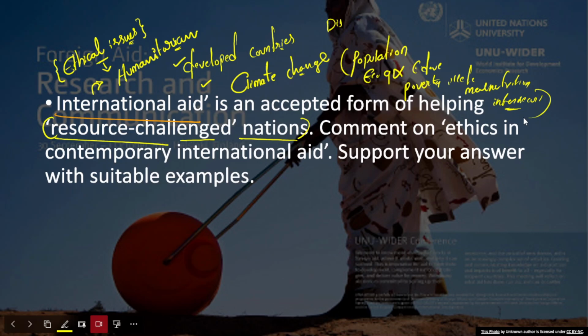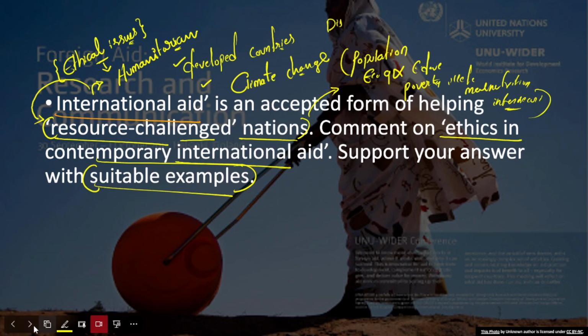And in this context, the first statement says international aid is an acceptable form of aid to resource challenged nations. So in this context, we need to comment on the ethics which are involved in contemporary international aid. And when we are writing our points and answers, we should also support our points with robust examples, and that also forms the crux of the answer.